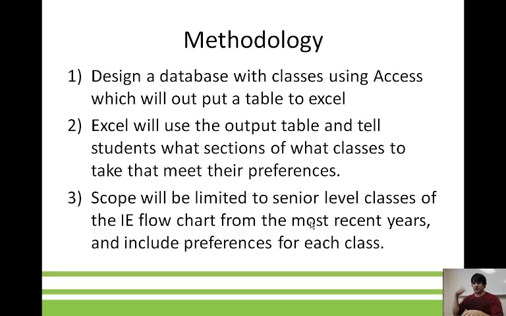So that's kind of where I want to go with that, but I really want to make sure that I limit my scope, because I found from my lit review that a lot of similar projects have problems with the scope getting out of hand. So it would limit the scope by 1, it would only be senior level courses in the most recent flowchart. That way when I test the program, I have a lot of test subjects to work with and get a lot of feedback from them.